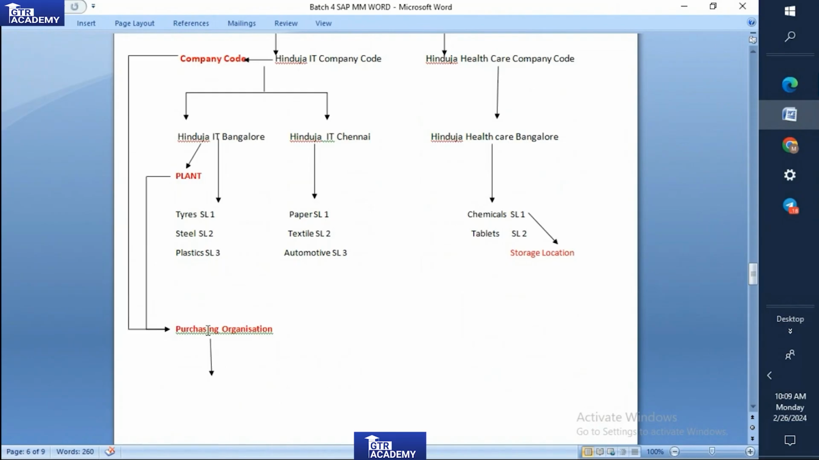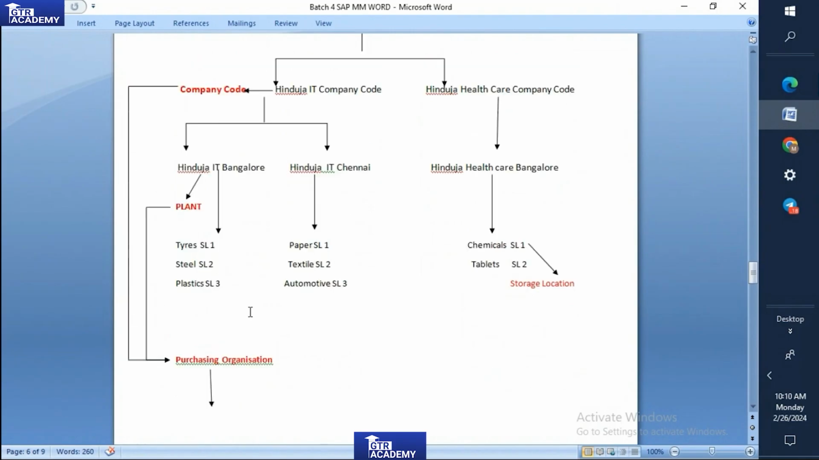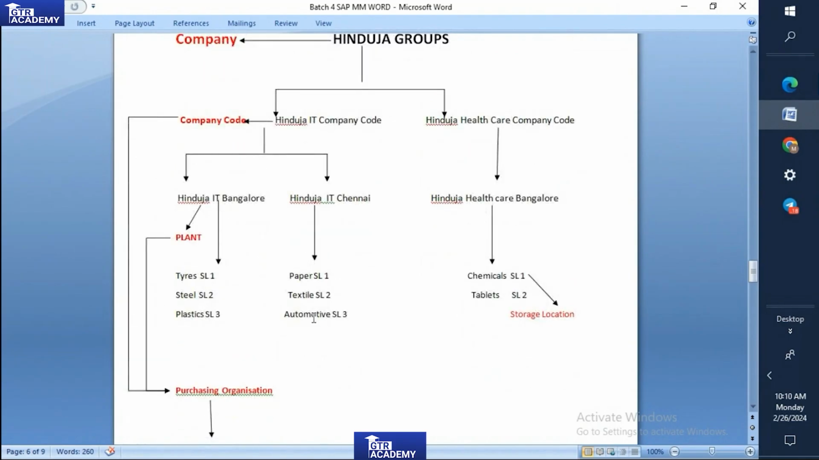Understood? There are three points you should remember about the purchasing organization. The first one is it can be maintained under the company code, and it can be maintained under the plants also. It is the main organization which procures all the materials required for the business, and it is responsible for the external procurement also. These are the three main functions of the purchasing organization. It is not under a storage location or anything. It is under the company code, or else it is under the plant.